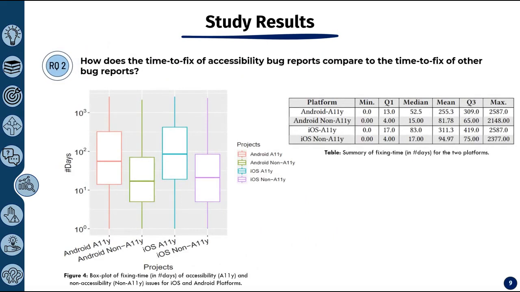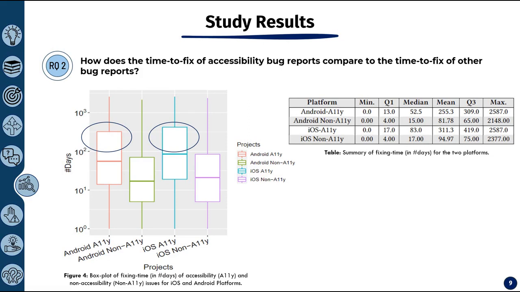In RQ2, we look into the fixing time of accessibility bug reports compared to the fixing time of other bug reports, which is the additional one. On the left side, we can see the box plot. In the box plot, as you can see, accessibility bug reports take longer time than non-accessibility bug reports.